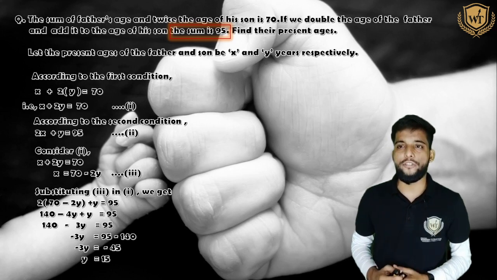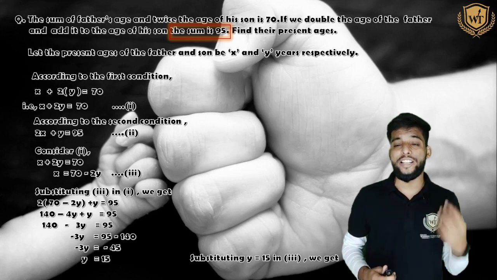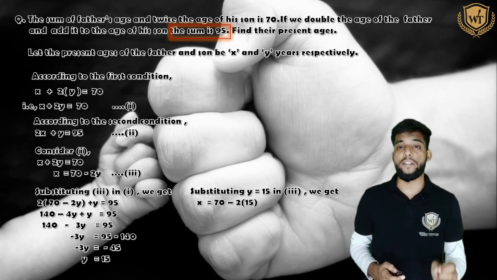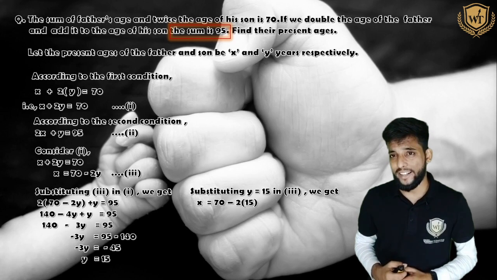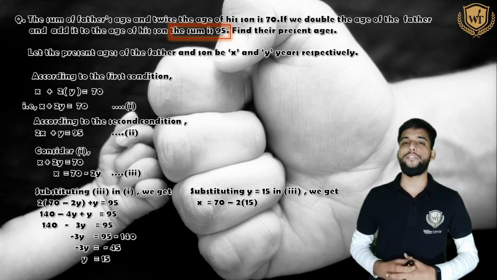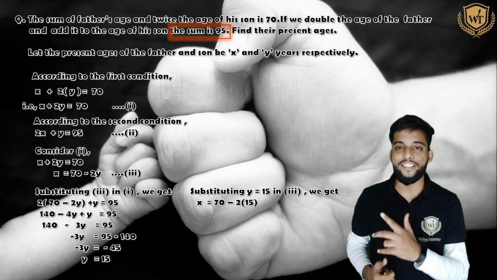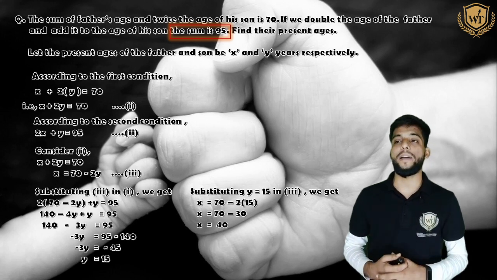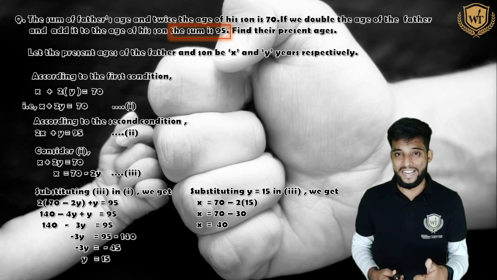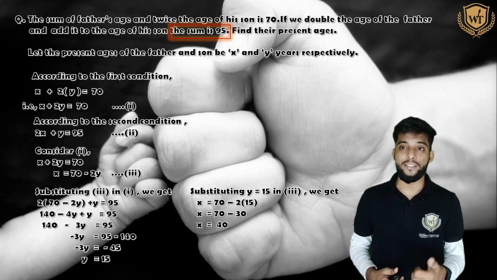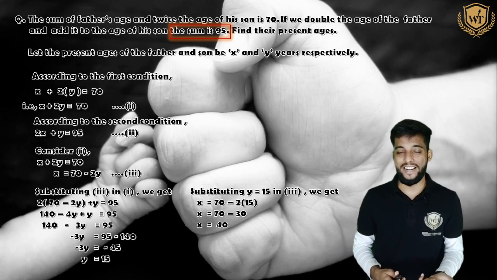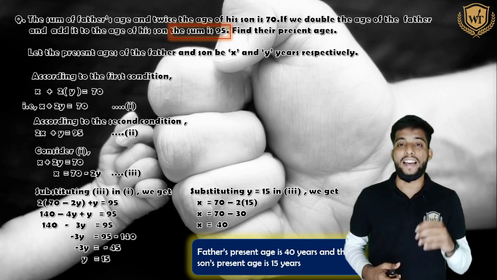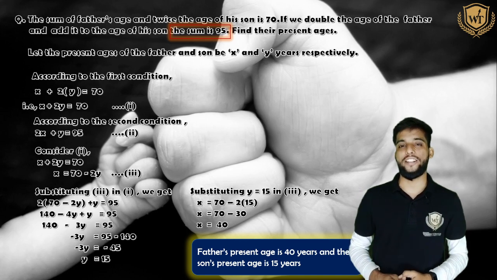Once you have got the value of y, substitute in the third equation, because directly the value of x will be found, right? x equals 70 minus 2y. So in place of y we will substitute 15. So we have 70 minus 2 into 15, which is 70 minus 30, meaning the value of x is 40. x was the age of the father and y is the age of his son, right? So the final statement will be: father's present age is 40 and his son's present age is 15 years.